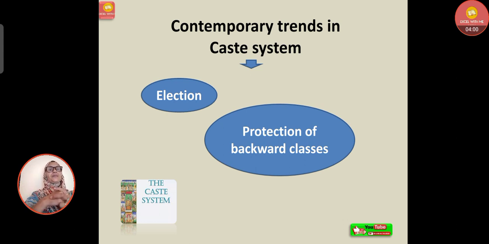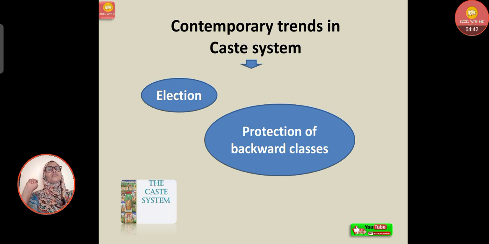Secondly, protection of backward classes. The Constitution of India has provided for the protection of the backward and scheduled castes. Some posts are reserved for them in government services. Some seats are also reserved in legislative assemblies for backward classes. They are given all types of facilities and special scholarships for education. All such special rights have encouraged casteism very much among the backward castes, since caste is providing very beneficial prerogatives to them.